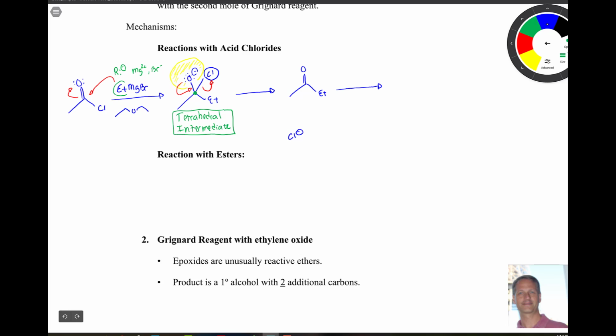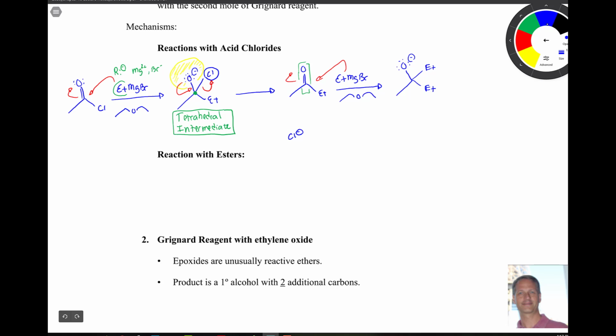Now, this is not something that can just sit around in solution, because that is very reactive. And we have a lot of Grignard reagents around. So this reaction cannot be stopped here. Instead, it continues to react. So we do this again, and that will give us our oxygen with a minus charge, but now we're going to have two ethyls on there. And then the last step of this is that we have an acid workup.